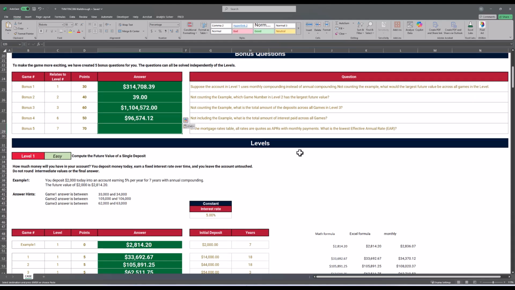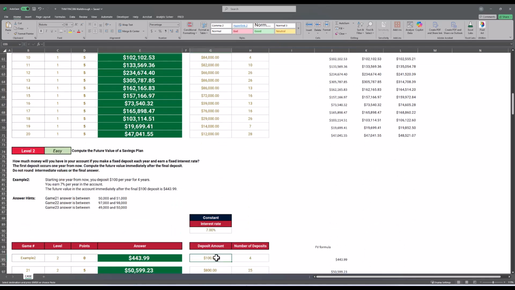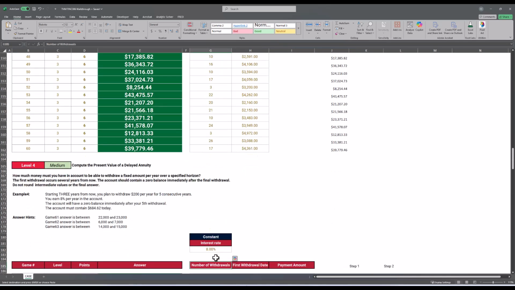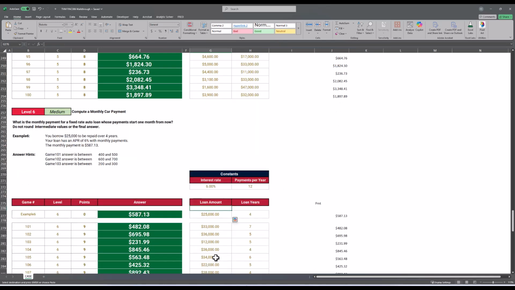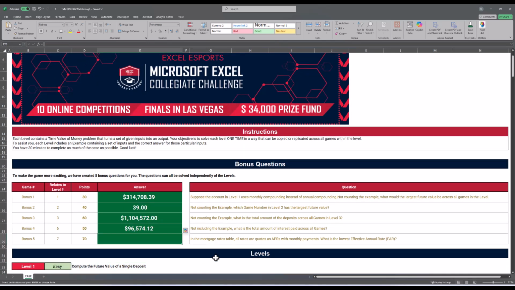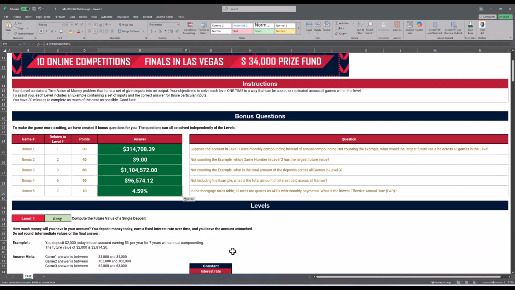And finally, bonus 5. In the mortgage rates table, all rates are APRs. What's the lowest effective annual rate? So go back down to level 5. And, well, I know it's going to be this one because it's the lowest APR. So I know my EAR is going to be 1 plus the APR divided by 12, raised to the 12th, and then subtract 1. There it is. Paste it in there. And I'm all done.